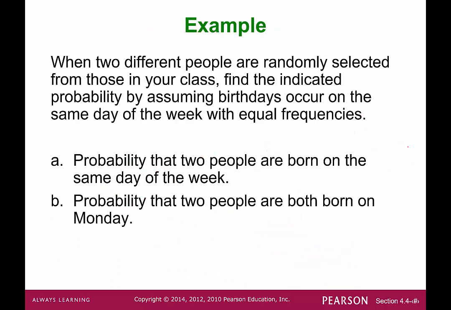When two different people are randomly selected from those in your class, find the indicated probability by assuming the birthdays occur on the same day of the week with equal frequencies. What is the probability that two persons are born on the same day of the week? We have 7 days in a week. For them to be born on the same day, we have a 1/7 chance. Either one of them is born on Monday, that's okay, or on Tuesday, or Wednesday, so 1/7. Two persons are born on the same day.